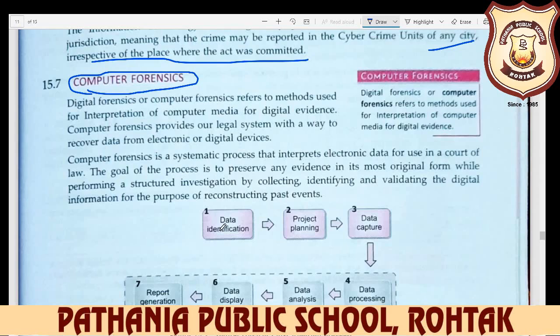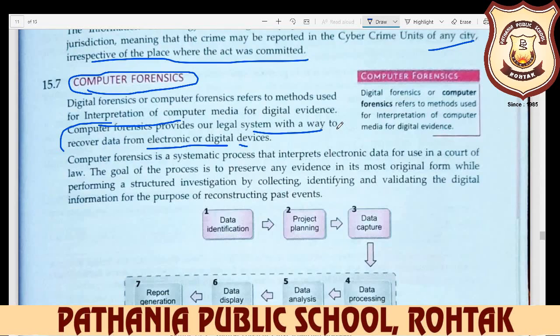This is a method used for interpretation of computer media or digital evidence. Computer forensics provides our legal system with a way to recover data from electronic or digital devices. So recovery of your data from electronic devices, from your PC, from your mobile, from the internet, or from digital devices is computer forensics. It always provides the legal system with a way to recover data from electronic devices.